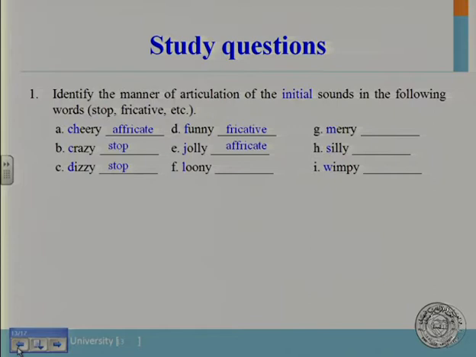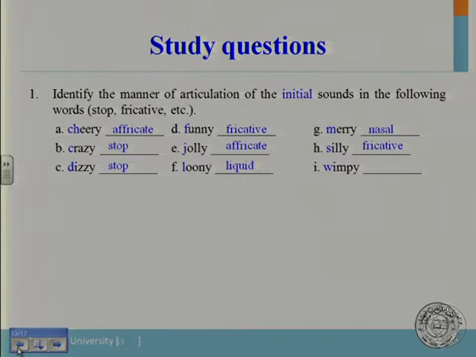Loony. We have two sounds here, l and r. These sounds are called liquid sounds. Now, Mary. M. It is a nasal sound. And next is silly. It is a fricative sound. And the last one we have is wimpy, it is a glide.